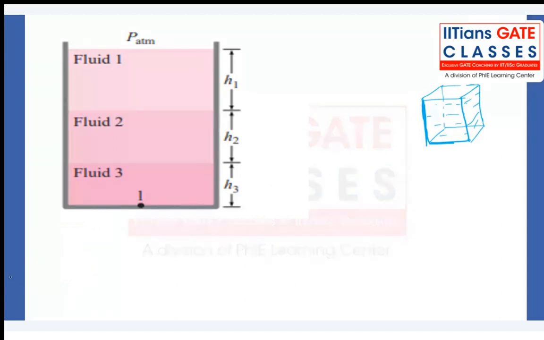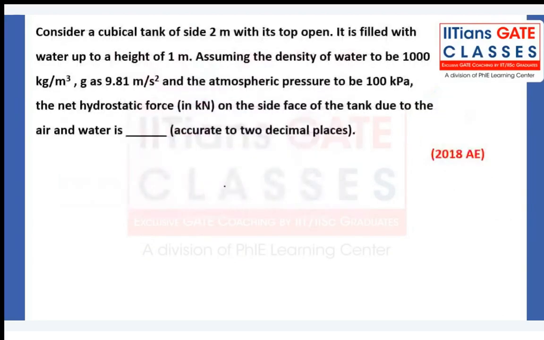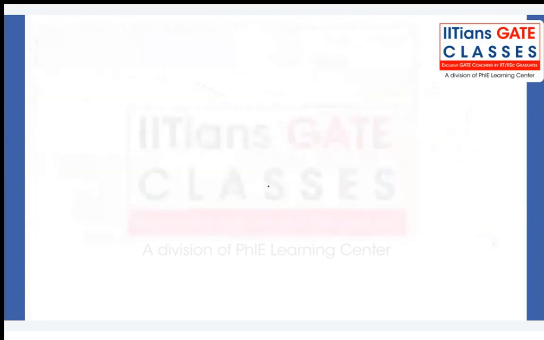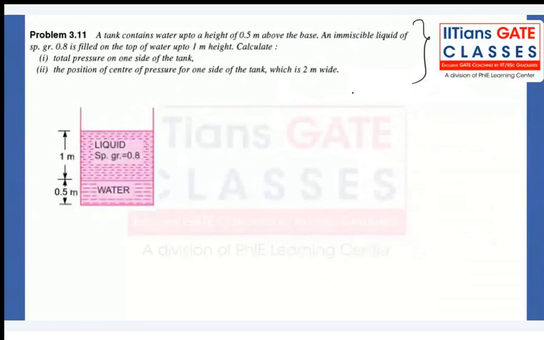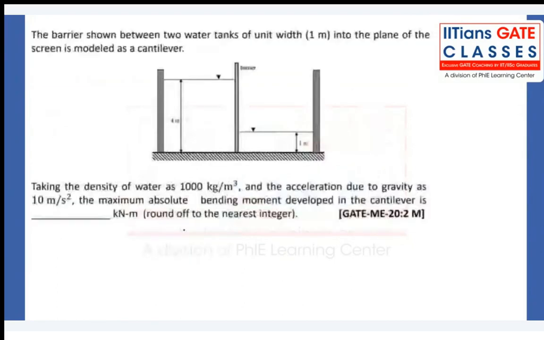In GATE 2023, in mechanical, they gave one question based on the two fluid system. And a very similar problem we discussed in our last year batch. If I show you this particular problem, it is exactly the same, with slight changes in the question, but the pattern and the procedure are exactly the same. It is for 2 marks, right?